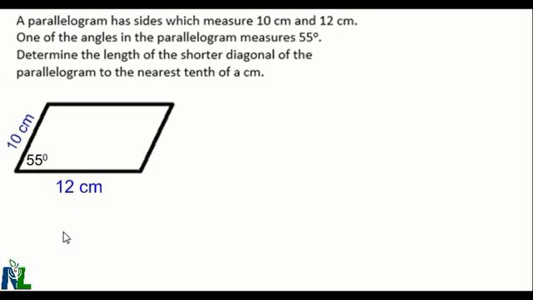We are asked in the question to find the length of the shorter diagonal. There are two diagonals in this parallelogram, one stretching from this corner to this corner right here, the other from right here to right here. Just visually, we can see that the shorter diagonal would be from this corner of the parallelogram to this corner.